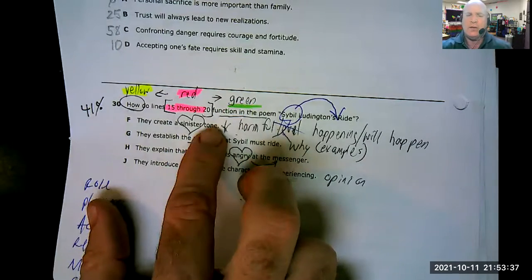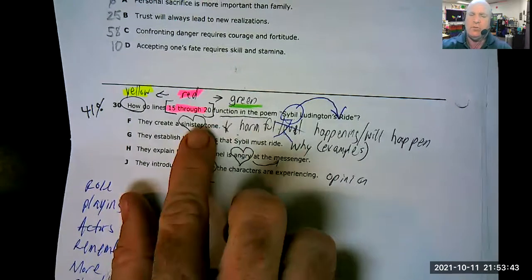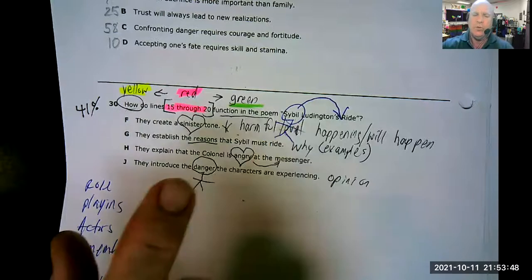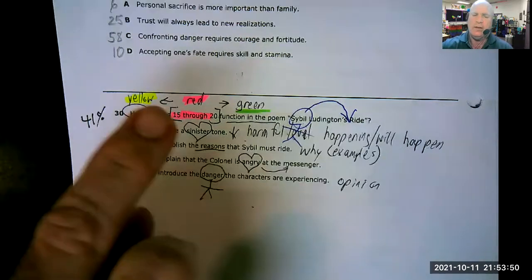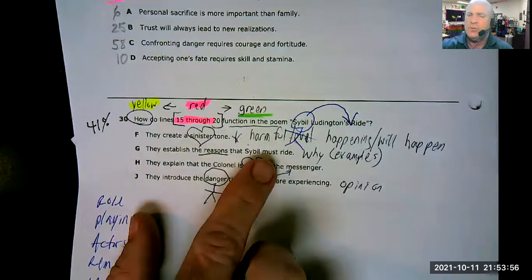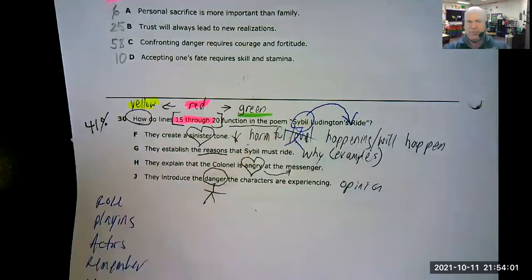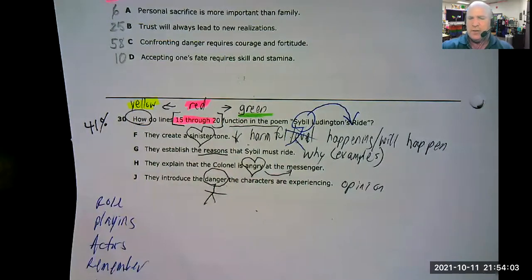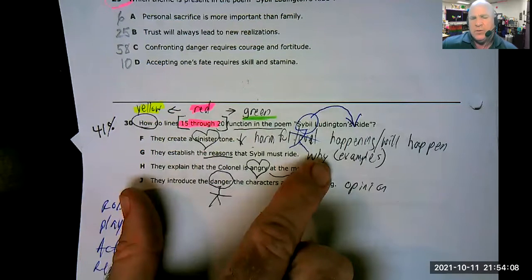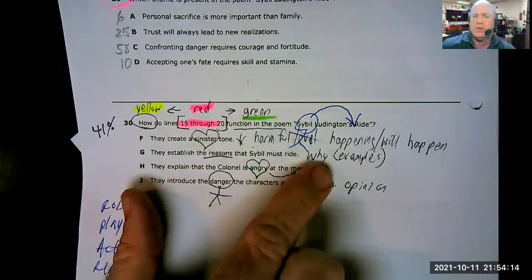And so I think the ones who chose this, they were like right away, oh, yes, something evil is about to happen. Well, if they were to read before, they're going to see, oh, it's to establish the reasons that Sybil must ride. There's Sybil, whose name is mentioned in the title, the topic of our paper. And so that could be our reason. How do they function? They tell us why with examples that Sybil must ride.